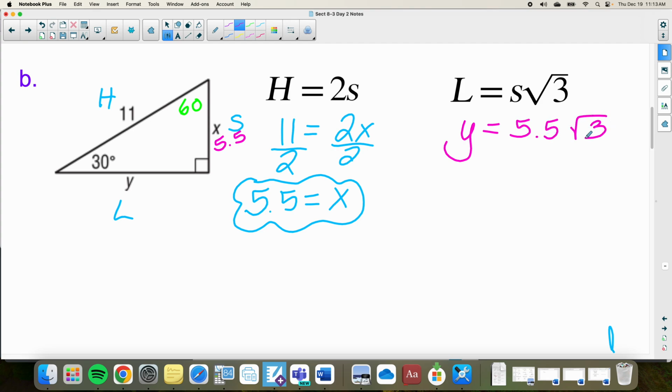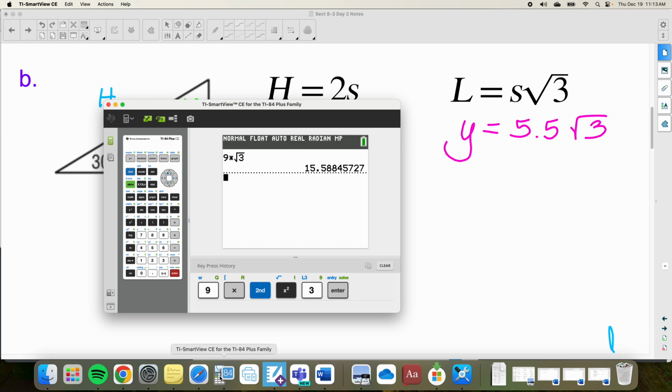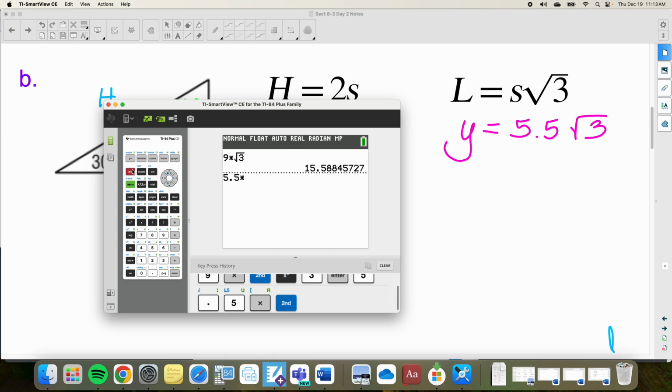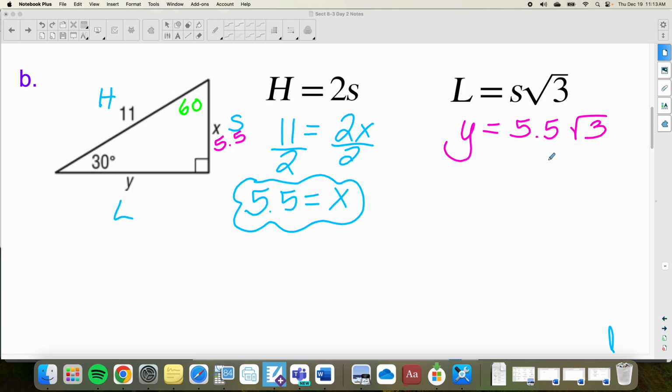So again, this is okay. You could leave it like this, or you could go to your calculator and go 5.5 times square root of 3, and it would be 9.53.